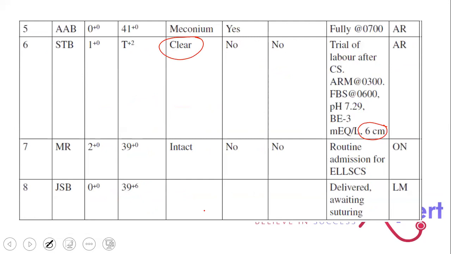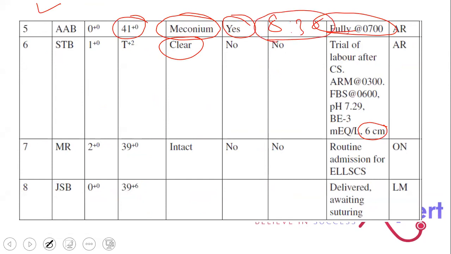Room number 5 is 41 plus, meconium draining. Epidural has been given. She was fully dilated at 7 o'clock, and now it is 8:30, 1.5 hours. Primipara. If epidural is given, in how many hours does the patient have to deliver? 3 hours. So you still have got time, isn't it? So she has epidural.